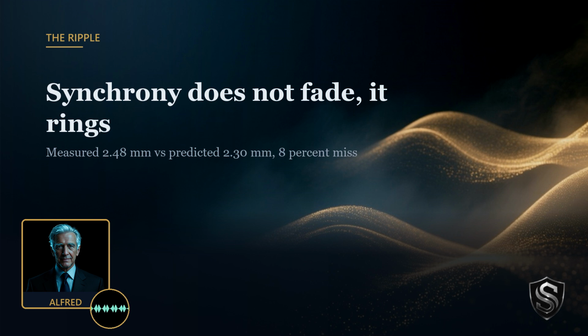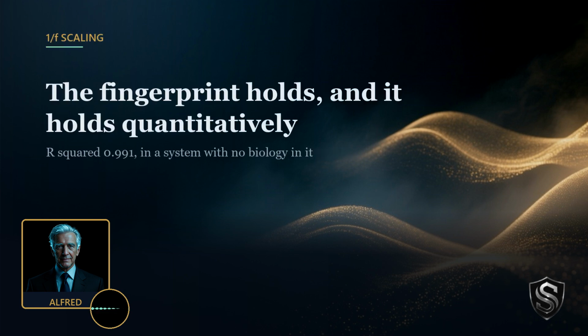Fitting the shape gives a measured wavelength of 2.48 mm against a predicted 2.3, an 8% miss on a quantity that appears nowhere in the code. Sweeping frequency from 20 to 55 Hz, we regress the emergent wavelengths against 1 over frequency. Measured slope 0.20975 versus predicted 0.20919, intercept near zero as theory demands, R squared of 0.2991.